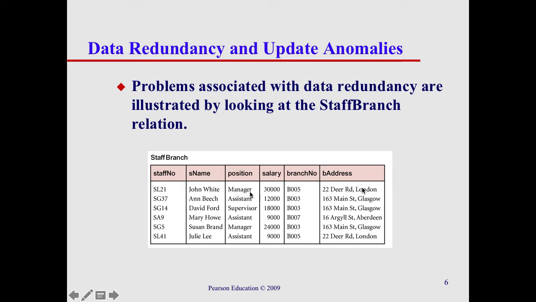And now I have to remember to update it everywhere. For every tuple that is B005, I need to update it to be 10 Downing Street. If I forget, then I have what's called an update anomaly, because now there's inconsistency.